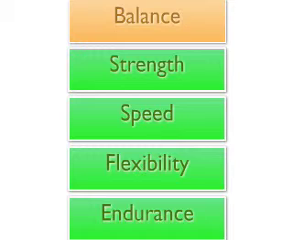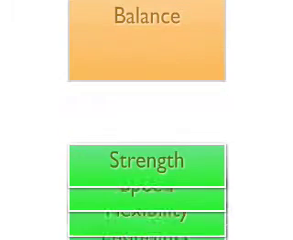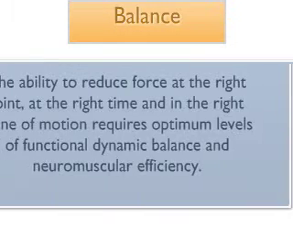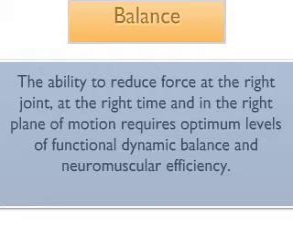Balance is often thought of as a static process. However, functional balance is a dynamic process involving multiple neurological pathways. The ability to reduce force at the right joint at the right time and in the right plane of motion requires optimum levels of functional dynamic balance and neuromuscular efficiency.